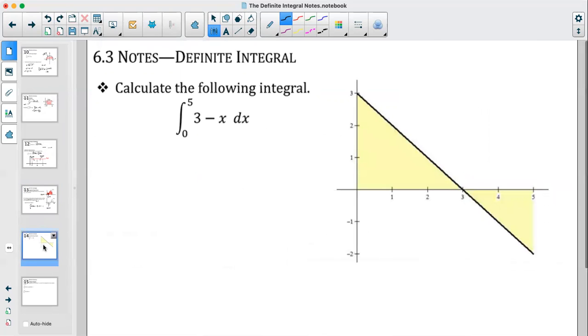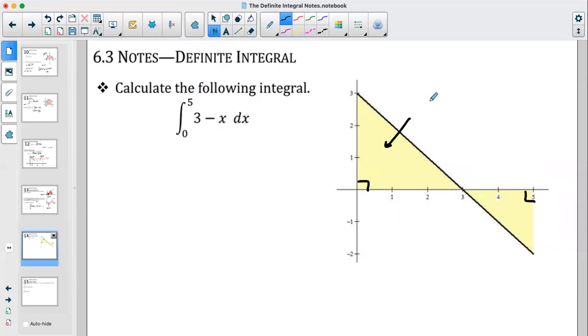Here's a more concrete example. Calculate the following integral. Here's a picture of it so you can see what's happening. The integral from x equals 0 to x equals 5 of the function 3 minus x dx. This is the graph of the function 3 minus x. I can find areas pretty easily because these are right triangles. There's a right triangle and there's a right triangle.